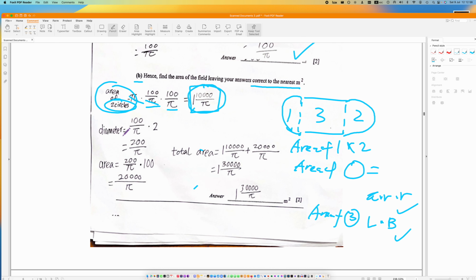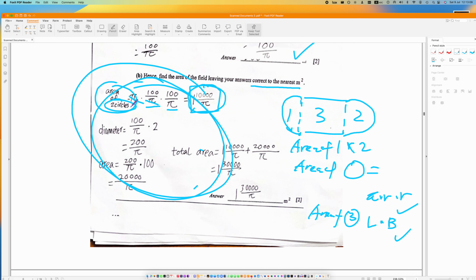A lot of students go and do it this way. You know why? This way of doing the question shows that their analysis is so jumbled up. But if you label the composite figure 1, 2, 3, it is super clear cut. All I need to do is find out 1, 2, 3, and add them up. Your area of 2 circles, I don't even see 2 circles.